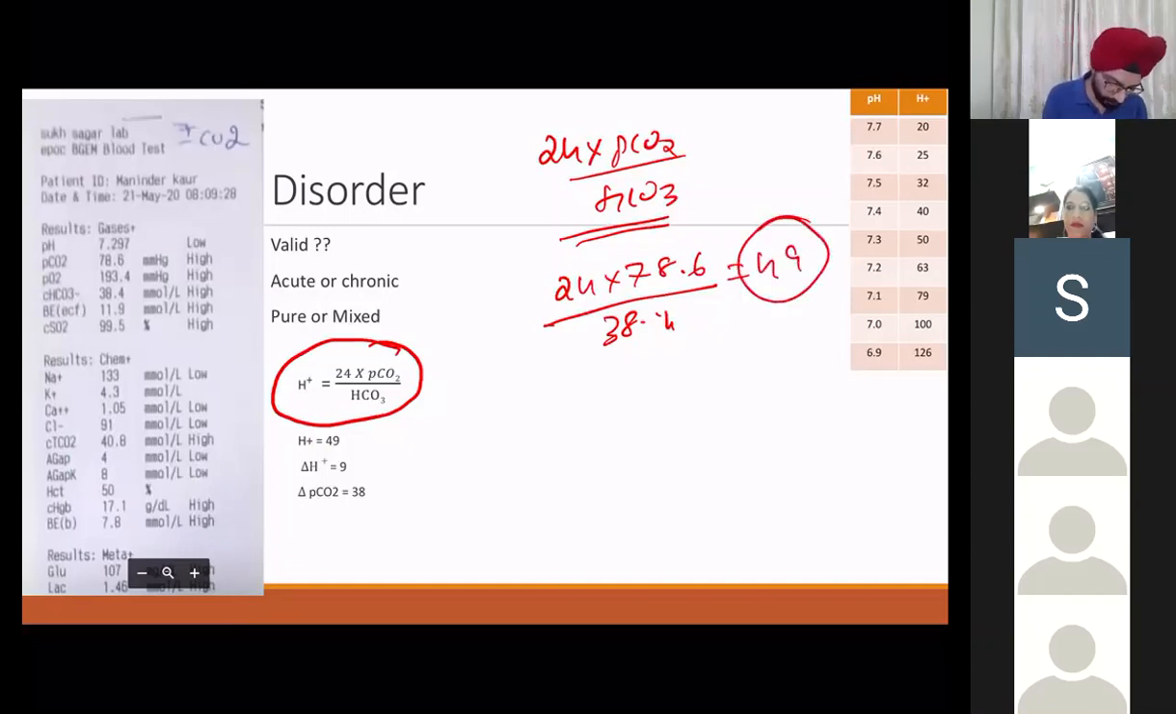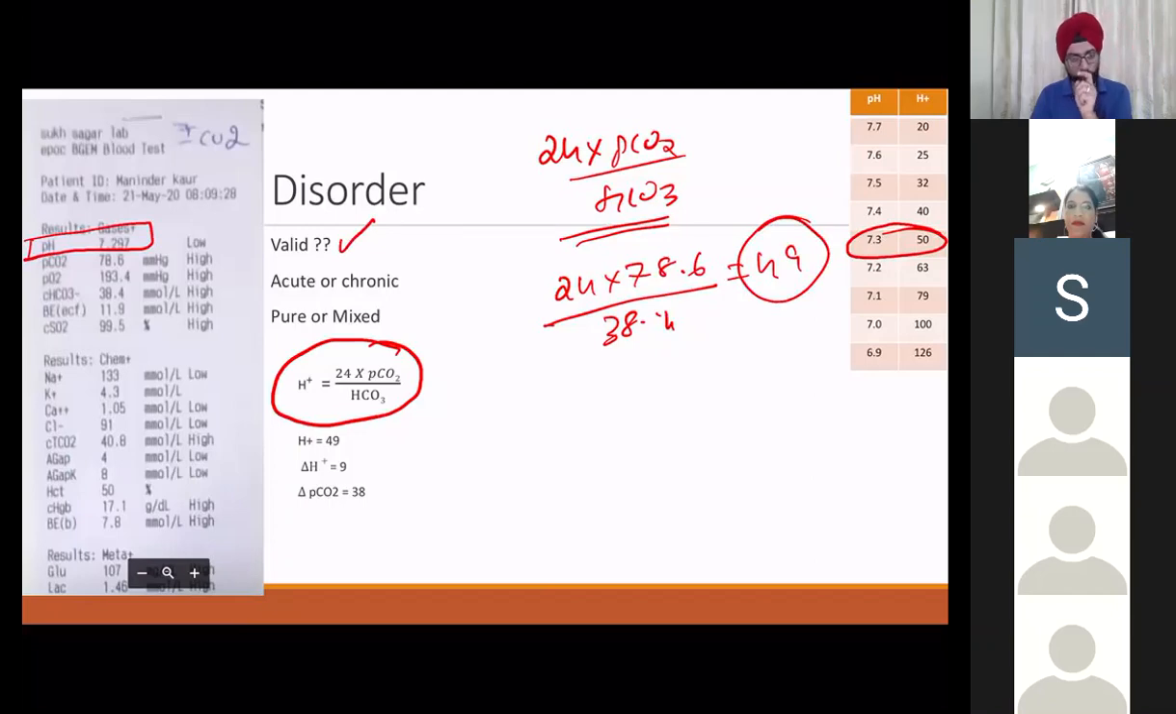Now you look at where 49 is. Okay, it's around 7.3, and you look at the pH in this ABG. It is 7.29. So this is a valid ABG, correct? So the answer to the first question is it's a valid ABG, right?